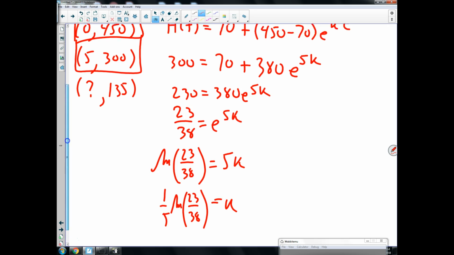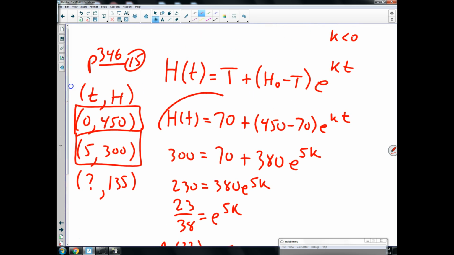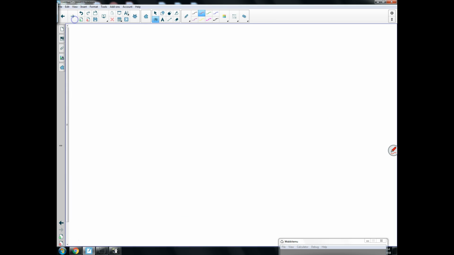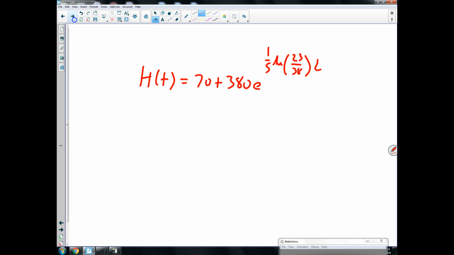All right. So I'm going to go back to the beginning, and I'm going to rewrite this with the k that I figured out. Then I'm going to plug in 135 for H and solve for t. Okay. So here's like part 2 of the question. So now we know that the heat content, H, measured in degrees Fahrenheit over t minutes, is 70 plus 380 e to the k. Now k was 1/5 ln of 23/38 times t. Now remember that k, that number in front of t, is supposed to be negative. Is it? Yeah, because it's the ln of a number less than 1. We talked about this. Okay.